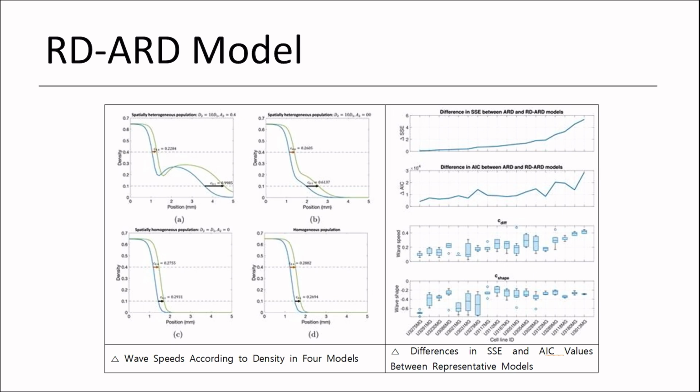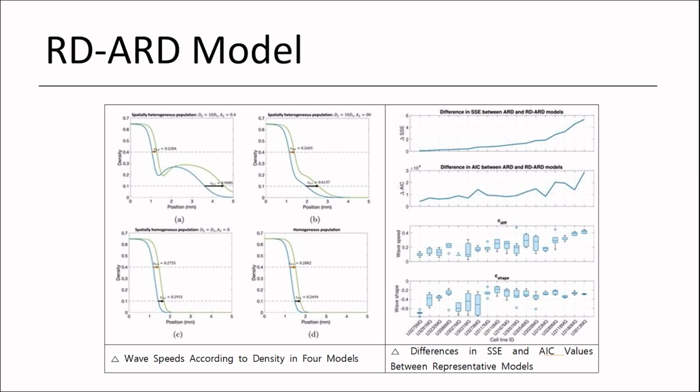The AIC takes into account both the model's fit and its complexity. A lower AIC score indicates a better balance between accuracy and simplicity, minimizing information loss. This result demonstrates that the RD-ARD model achieves the best fit and performs better overall, proving its effectiveness in describing tumor behavior.